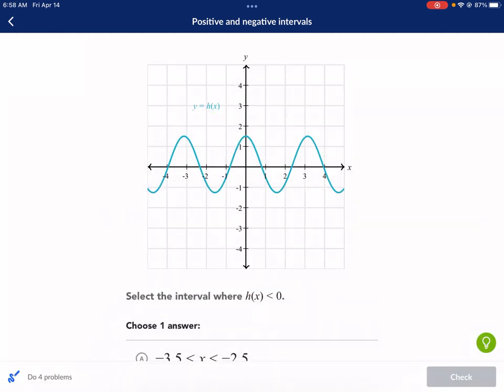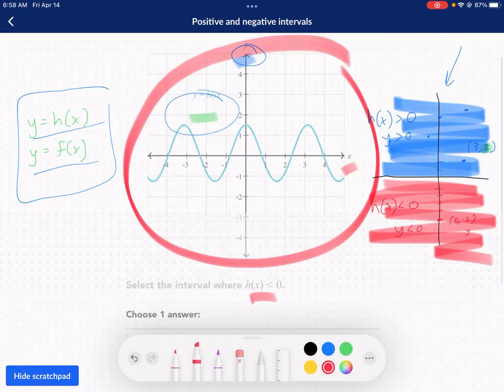Didn't mean to get rid of that. Don't know where it went. Oh, there we go. So I'm looking for beneath the x-axis. And what I like to do is just highlight right here. See that I highlighted all those spots on the graph where it's less than 0.